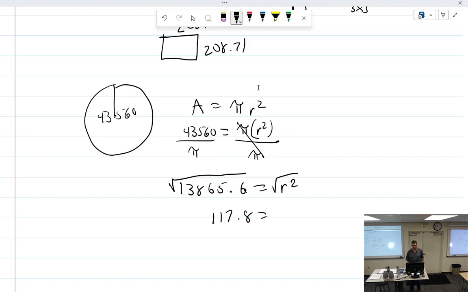117.8 equals the radius. What if I want the diameter? Multiply it by 2. I'm going to get the diameter, 235.5. 235.5 equals the diameter. Now we know the dimensions of both a square and a circle.